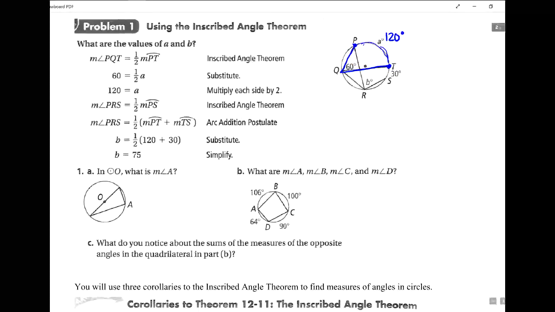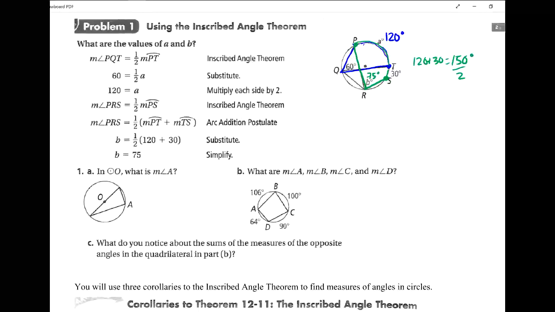Okay, then I'm going to take another color, and I'm looking for the measure of angle B here, another inscribed angle. It has its endpoints on P and S, so it goes all the way around like that. I know that this piece of it is 120, and I know that the other piece of it is 30, so that gives me a total arc measure of 150 degrees all the way from P around to S. And then I am going to divide that by 2, and this is 75 degrees.